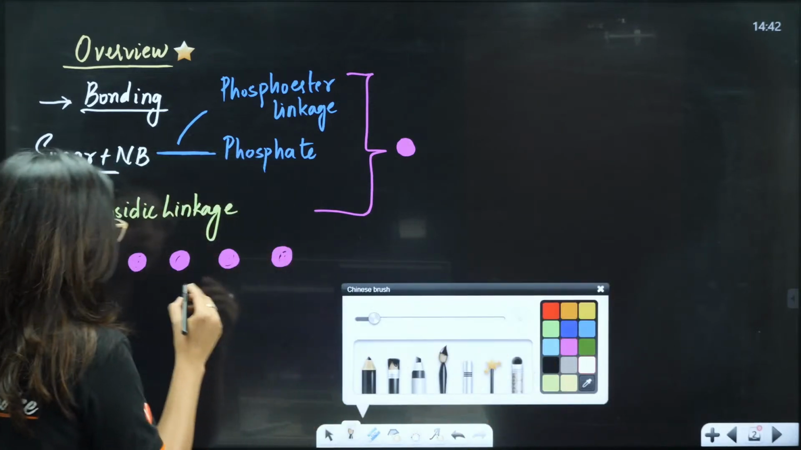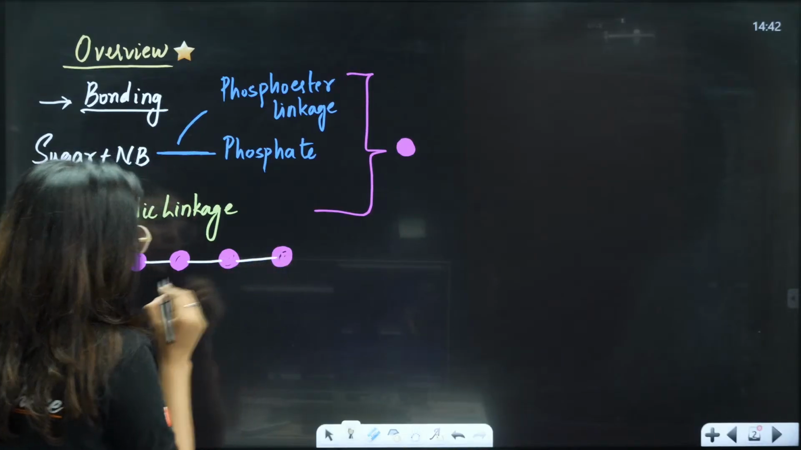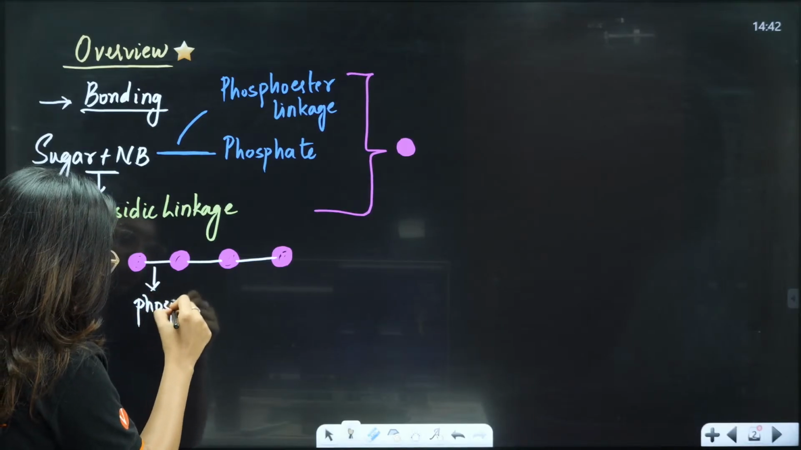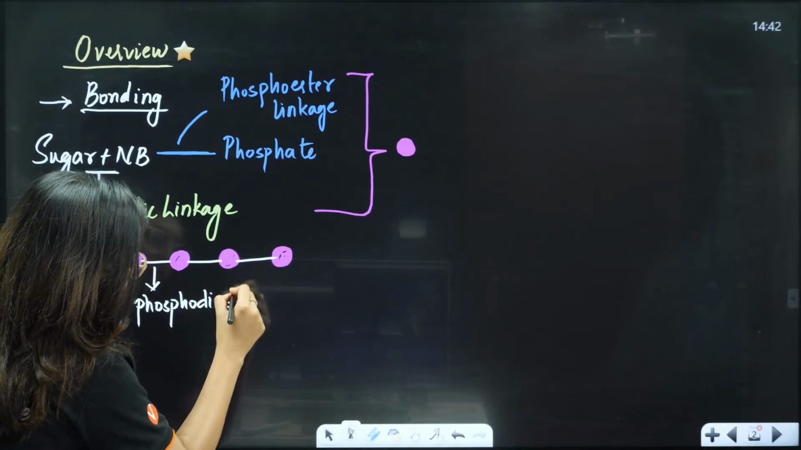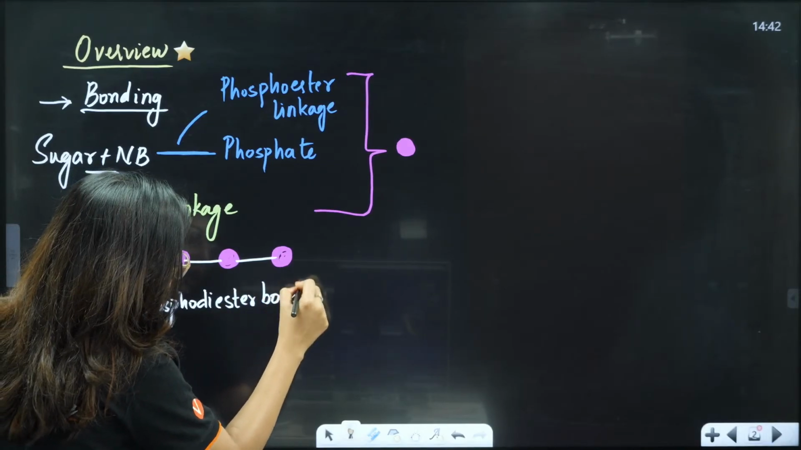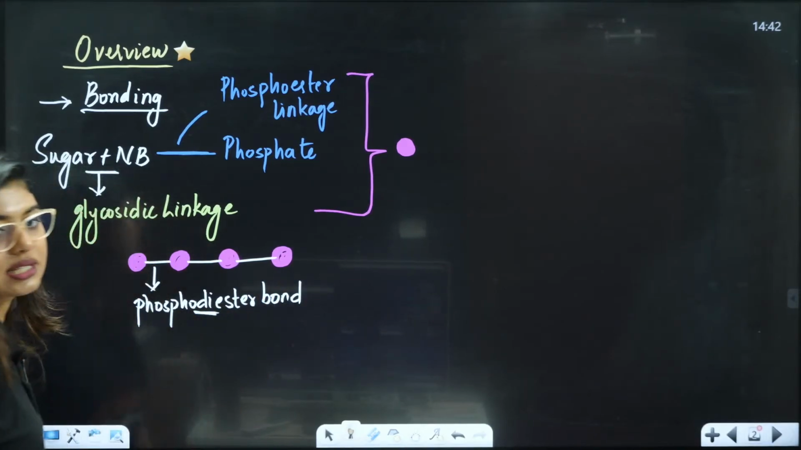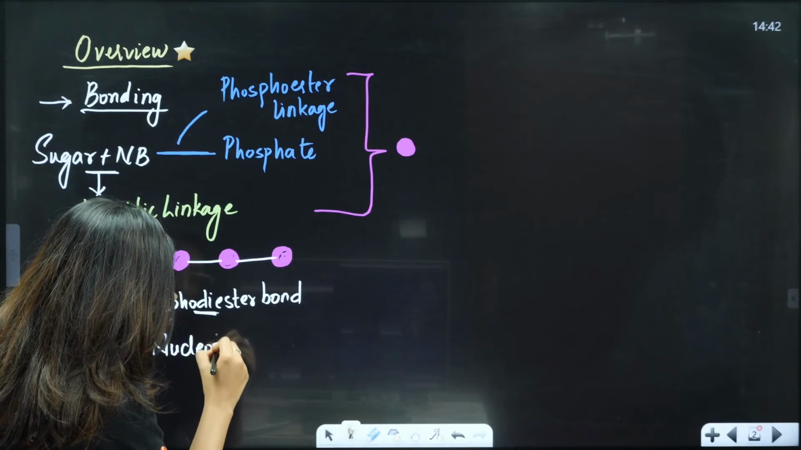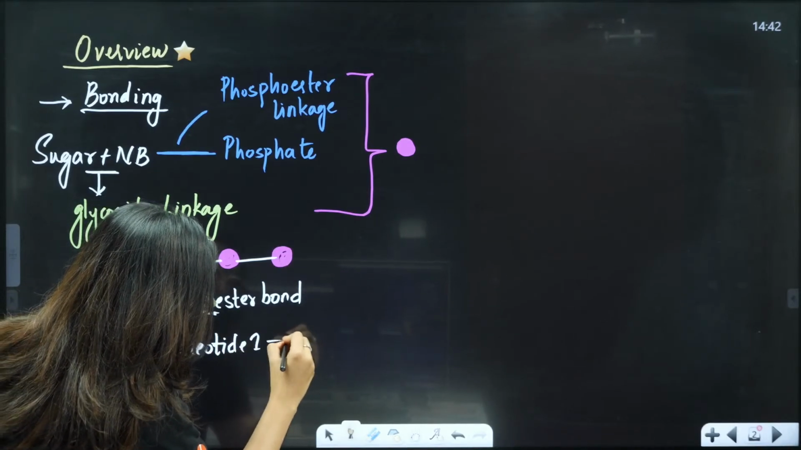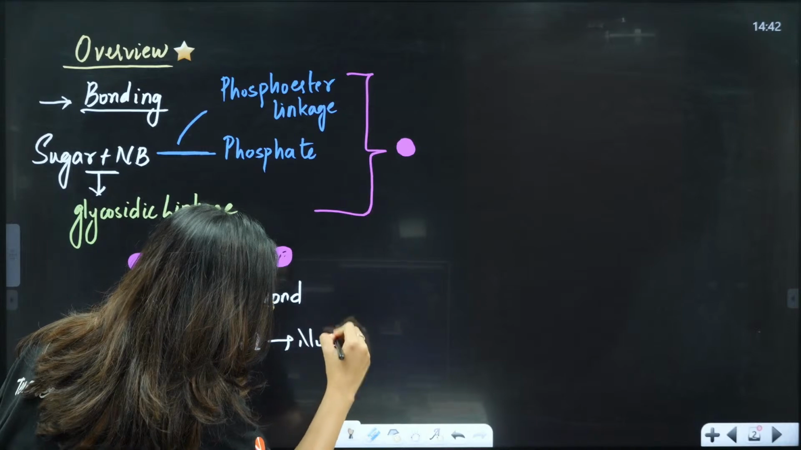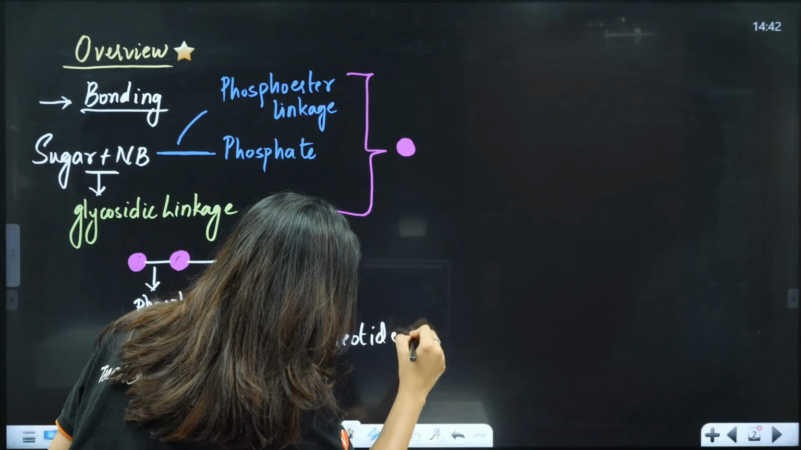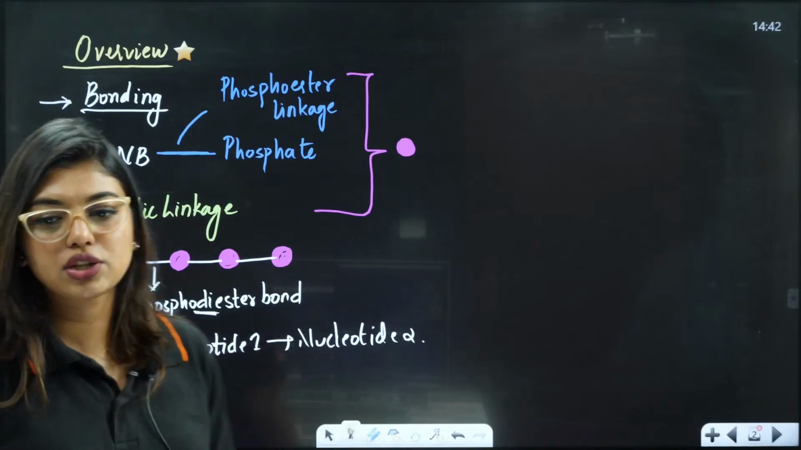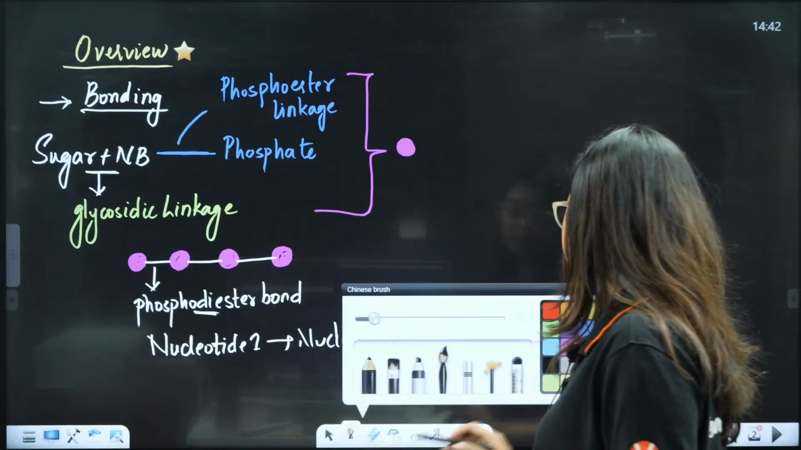Now if I want to make a bond between them, then that bond is going to be called phosphodiester bond. Okay, phosphodiester bond. Very important. Diester means it forms between 2 nucleotides. Between nucleotide 1 and nucleotide 2 the bond will be formed. Clear to all of you? Yes or no? Yes. Hi Daniel.